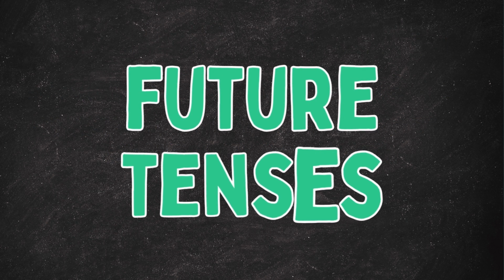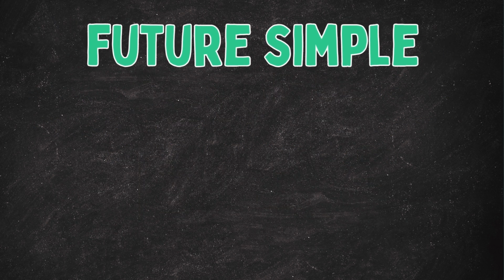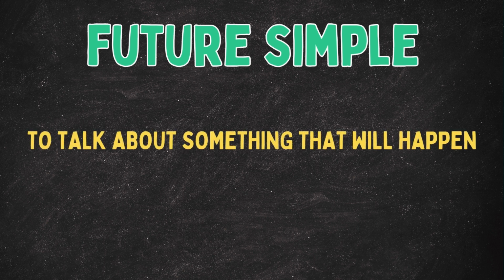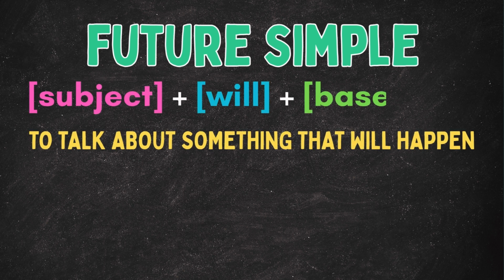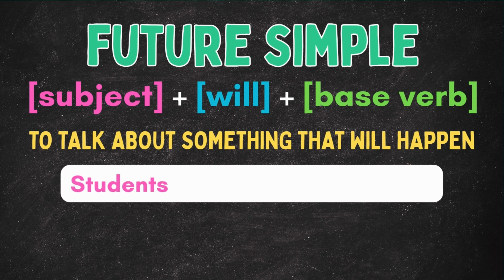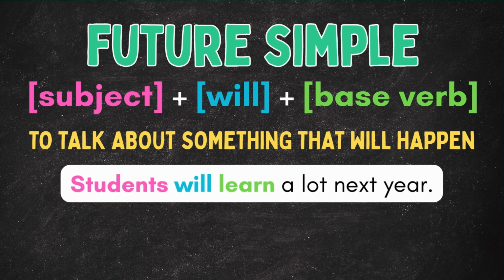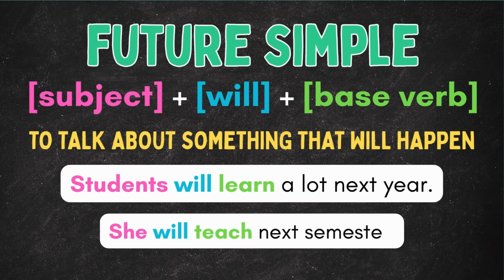Next, the future tenses. Future simple. The future simple is used to talk about something that will happen. The sentence structure consists of subject plus will plus base verb. For example, students will learn a lot next year. She will teach next semester.